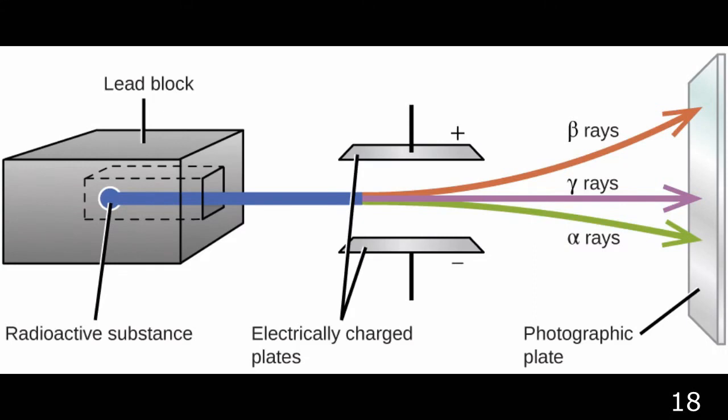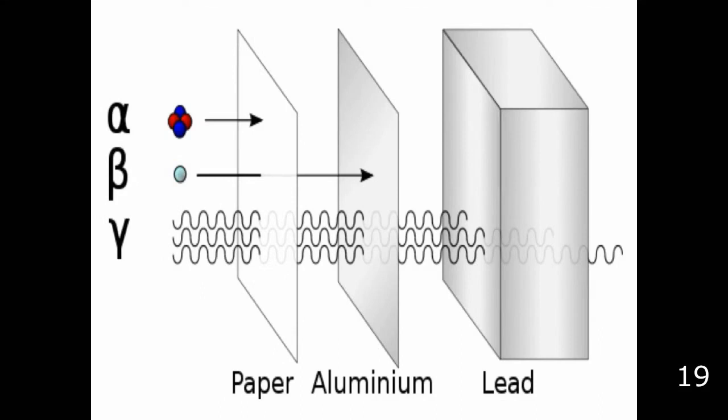The gamma beam turned out to be not made of particles, but rather comprised of electromagnetic waves, which we'll talk about later. It turned out that it was the alpha beam that was being stopped by just the 3 sheets of very thin aluminum. Alpha beams had almost no penetrating ability.